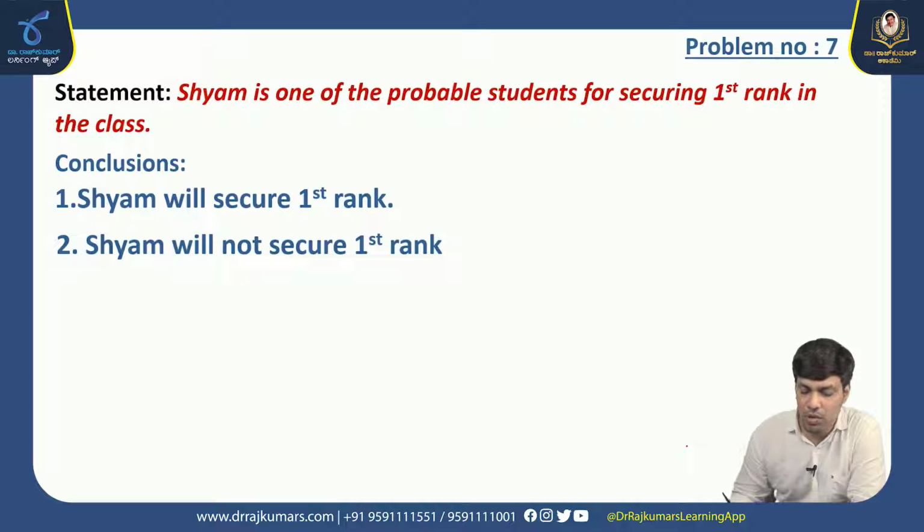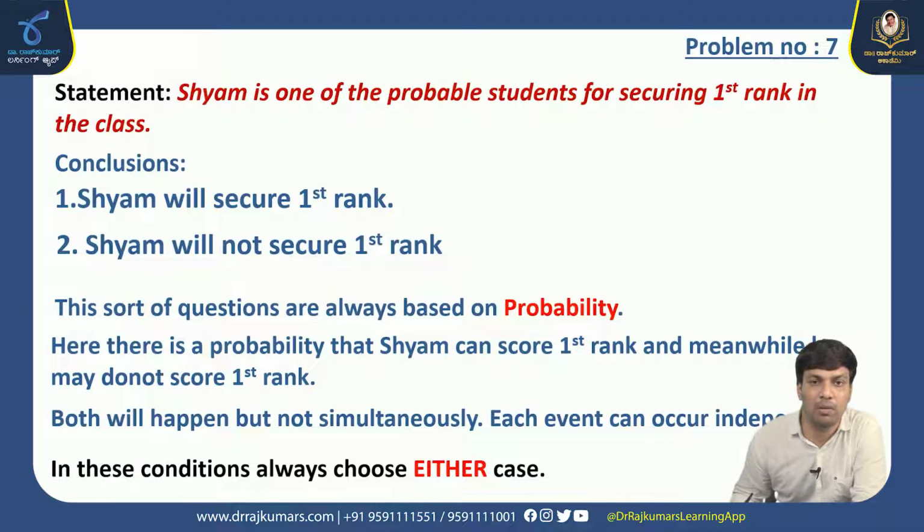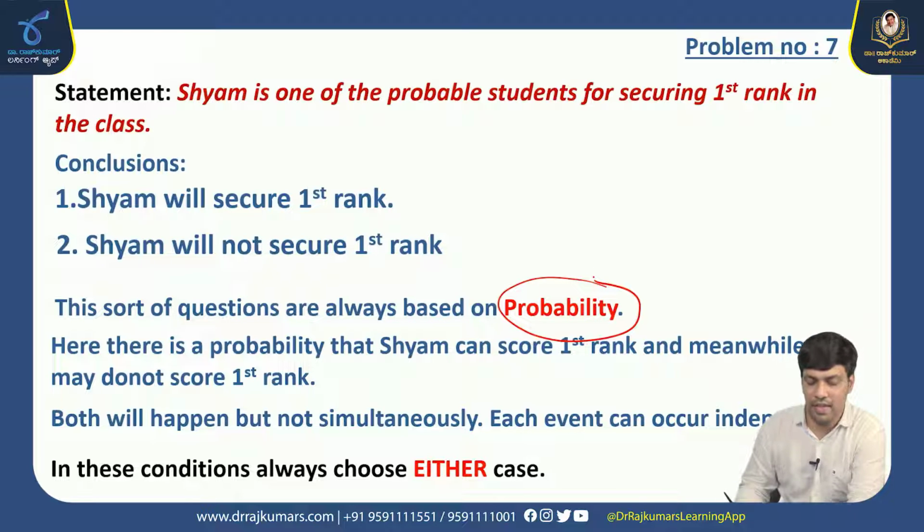Statement: Sham is one of the probable students for securing first rank in the class. The conclusions quoted here are: Sham will secure first rank, and Sham will not secure first rank. These sorts of questions will always be based on the concept called probability. There is a probability that Sham may score first rank, and Sham may also not score first rank. Here conclusion 1 and conclusion 2 both may happen, but not simultaneously, because it is a probable case.